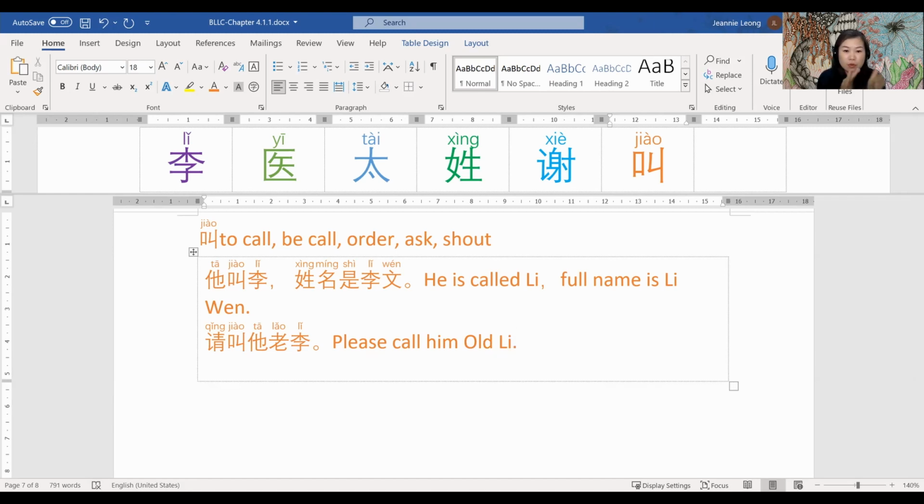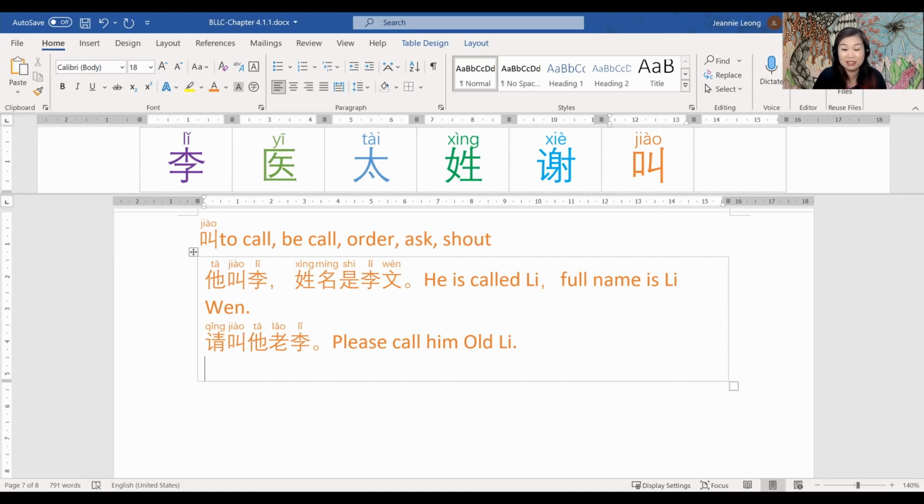So this is an example of how to use 叫 to call someone or be called something. He is called Li. 他叫李, right? Or you can say 请叫他老李. Please call him old Li. We could also use 叫 on its own, which is to order or ask something.